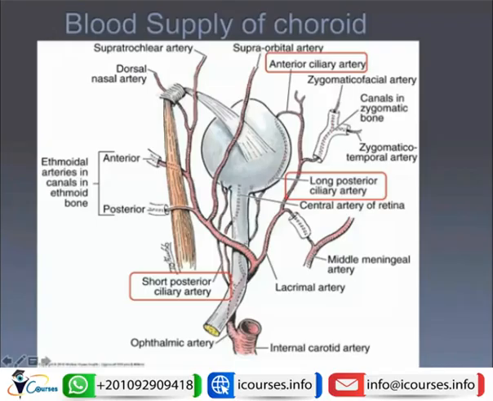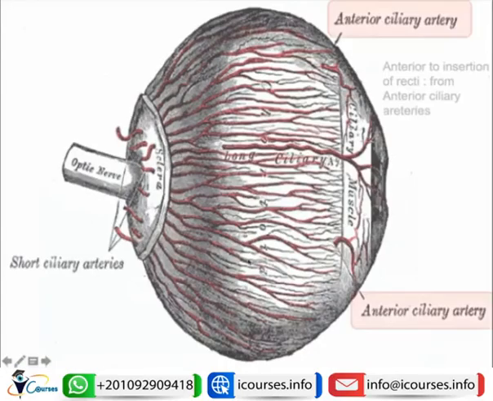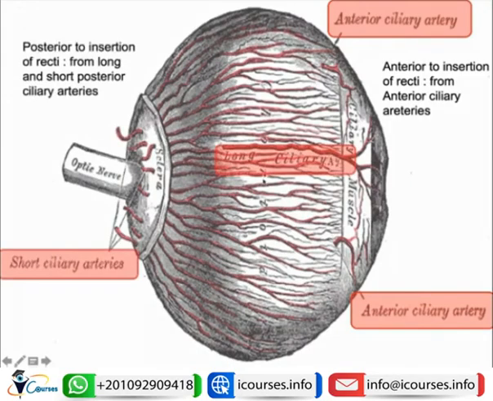space, supplying the posterior aspect of the eye, while the long posterior ciliary artery will pass more distance within the suprachoroidal space and the supraciliary space to supply the anterior segment of the eye, while the anterior ciliary arteries will again share in the formation of the blood network of the choroid anteriorly. So here we see the anterior ciliary arteries will supply the choroid anterior to the insertion of recti, while the posterior ciliary arteries, either short or long, will supply the choroid posterior to the insertion of recti.